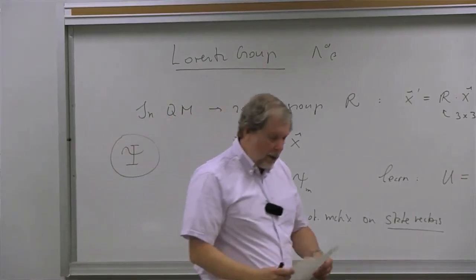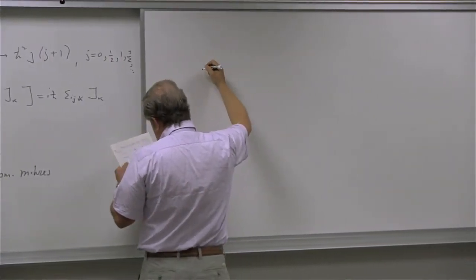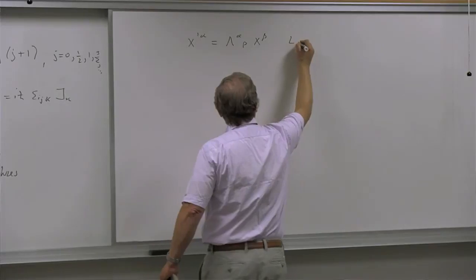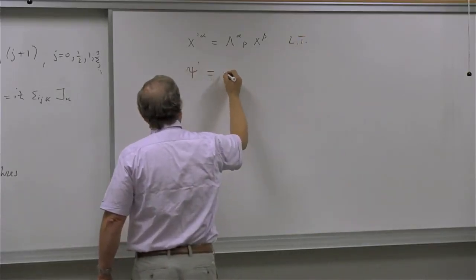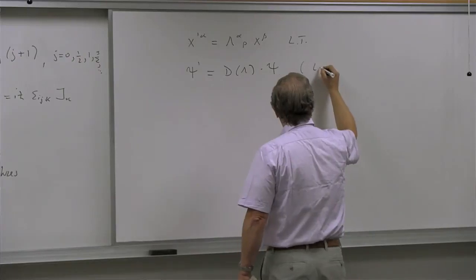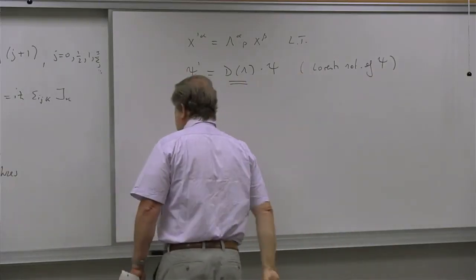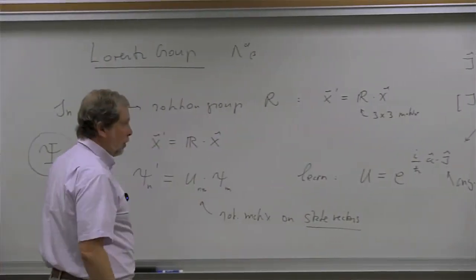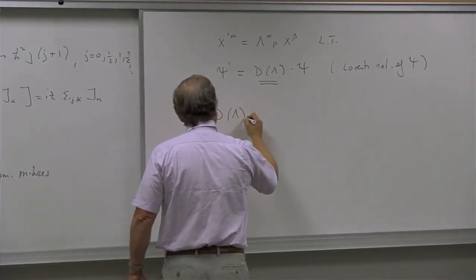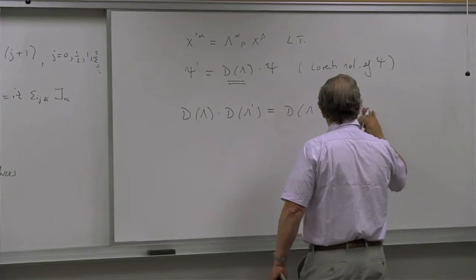So we have to start again and do the same kind of argument. This was done by Wigner in the 30s and by Pauli. That means we write x prime alpha is equal to lambda alpha beta x beta, which is our standard Lorentz transformation. And then we have psi prime, which is D of lambda times psi. So this is a Lorentz rotation of psi. This D of lambda is like the U here. They are called the D matrices. We know that they should form a group, so D of lambda times D of lambda prime should be the same as D of lambda times lambda prime. It should be a group.